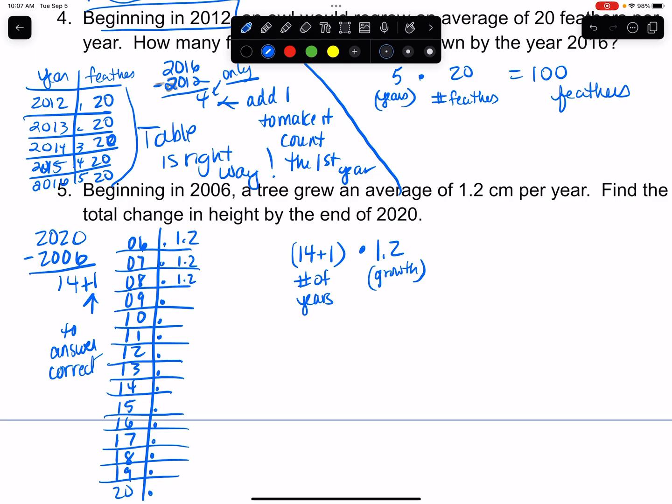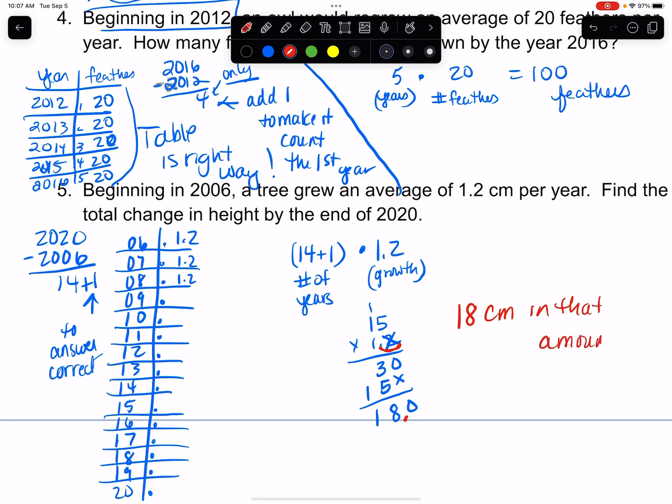And I'm going to go off to the side and do that. 15 times 1.2, 5 times 2 is 10. 2 times 1 is 2 plus 1. Now I have to hold my place value. I finished with a 0. I'm going to 5 times 1 is 5, and 1 times 1 is 1. So 0, I'm adding now. I have to count the 1 decimal that I have, which is right here. So 18 centimeters in that amount of time. All right, so that is all of these types of problems.